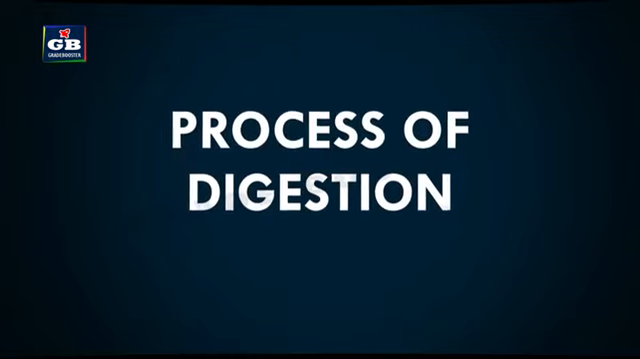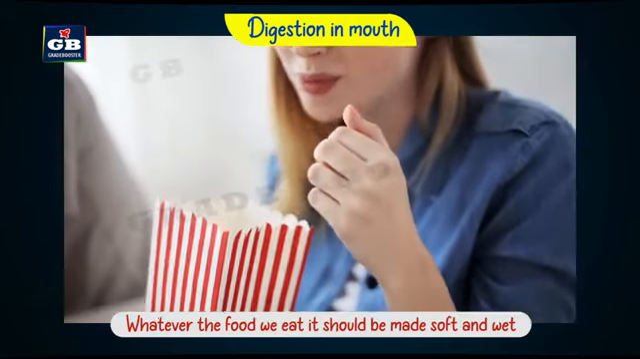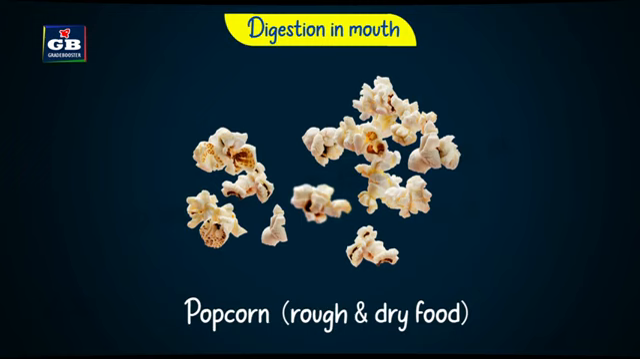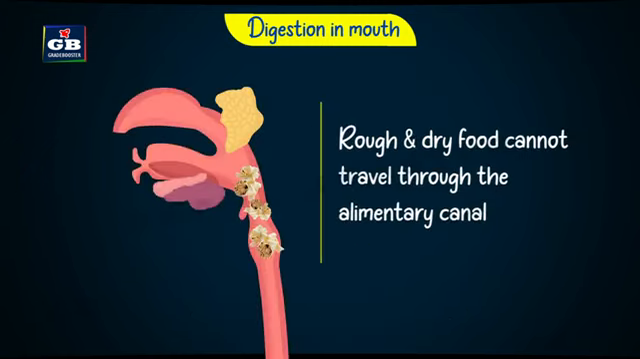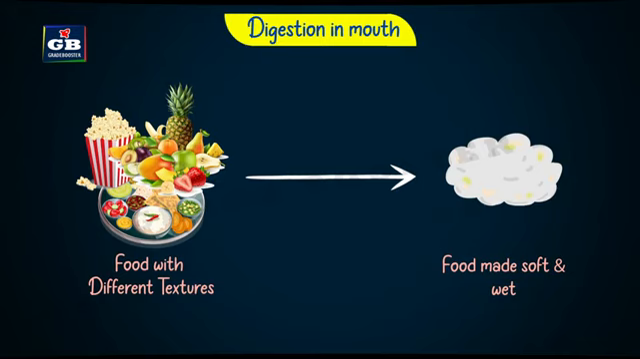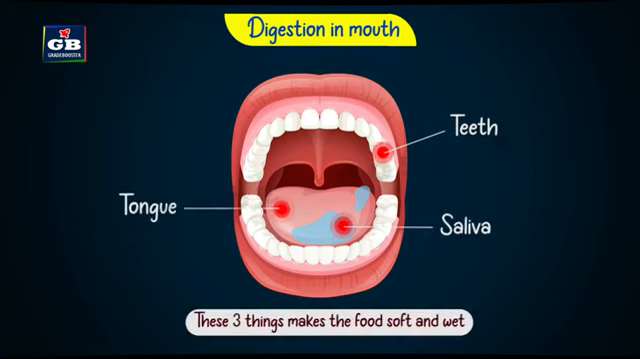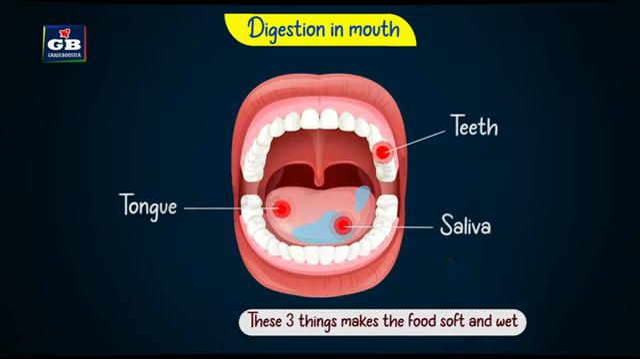Now, let us see the process of digestion. Whatever food we eat, it should be made soft and wet, because if it is rough and dry, it cannot easily travel through the alimentary canal. So, whatever food we eat, it should be made soft and wet before swallowing. Who does this job? The teeth, saliva, and tongue. These three do the job of making food soft.